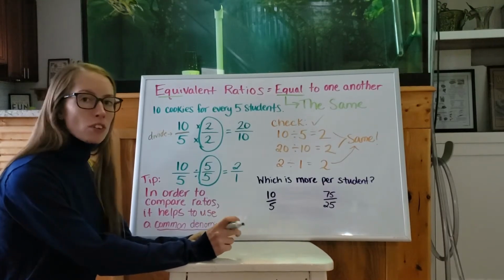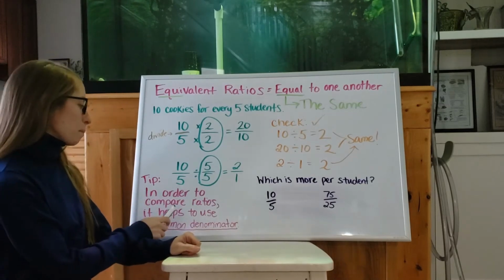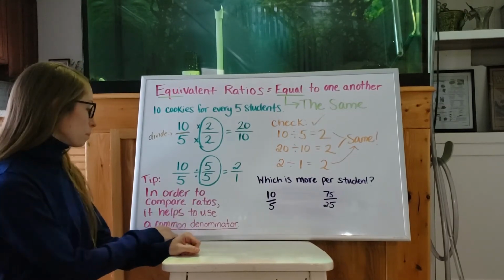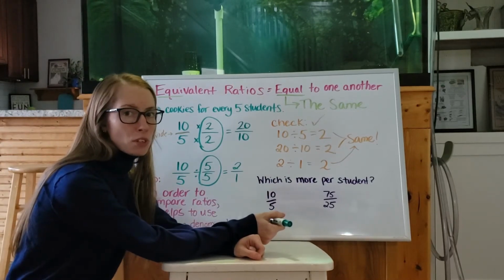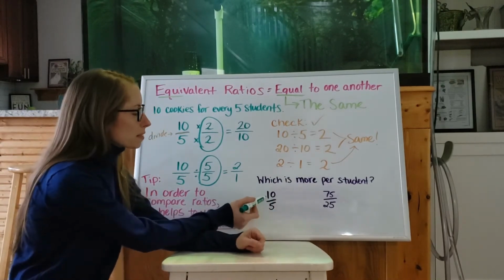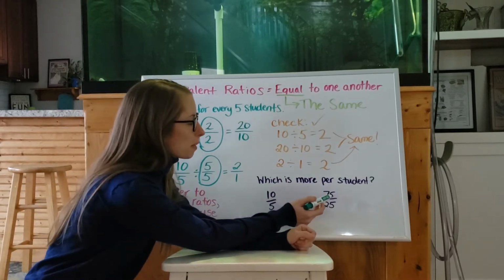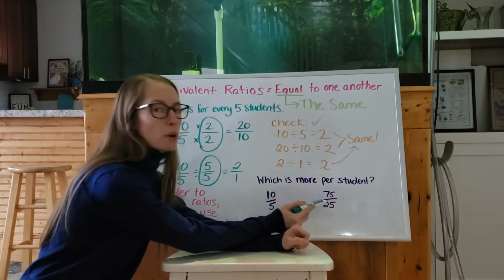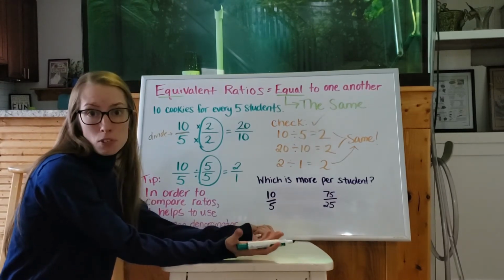Finding equivalent ratios gives us numbers that are easier to work with. Whenever we're comparing ratios, it can always help to use a common denominator. For example, if you have two teachers who bring in cookies, and the first teacher brings in 10 cookies for 5 students, and the second teacher brings in 75 cookies for 25 students, you might be wondering which teacher brings in more cookies per student.